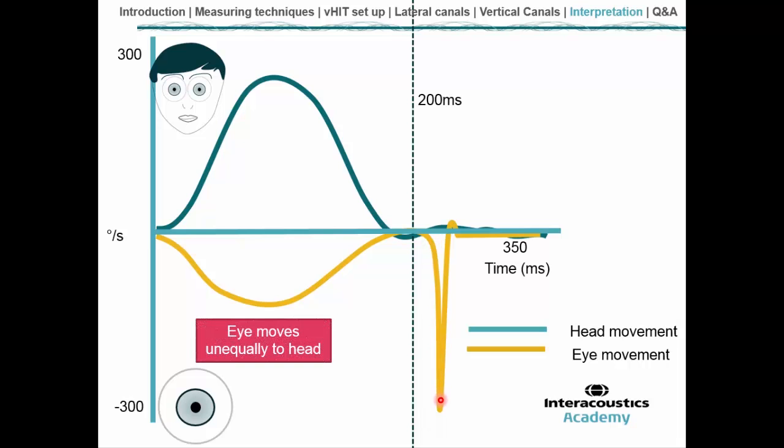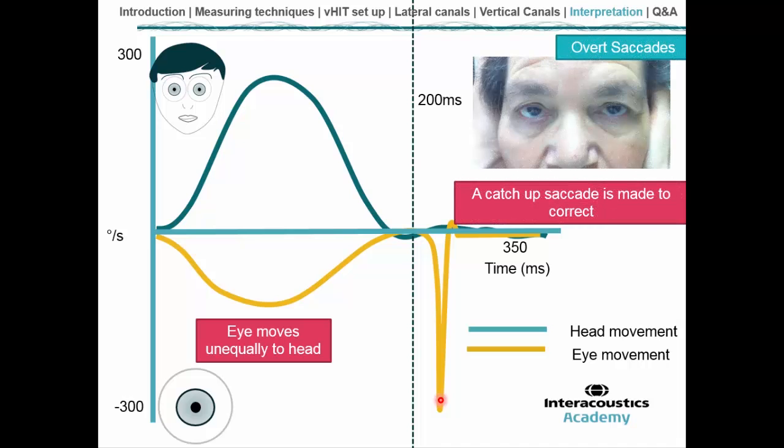So the eye moves unequally to the head, a catch-up saccade has been made, and it happens after the head has stopped moving, because the head stops moving here. You see the catch-up saccade, and we call this an overt catch-up saccade because it's happened after the head and we can see it. And this is just what we saw with the lady in the first video which we saw during the webinar, the overt catch-up saccade.